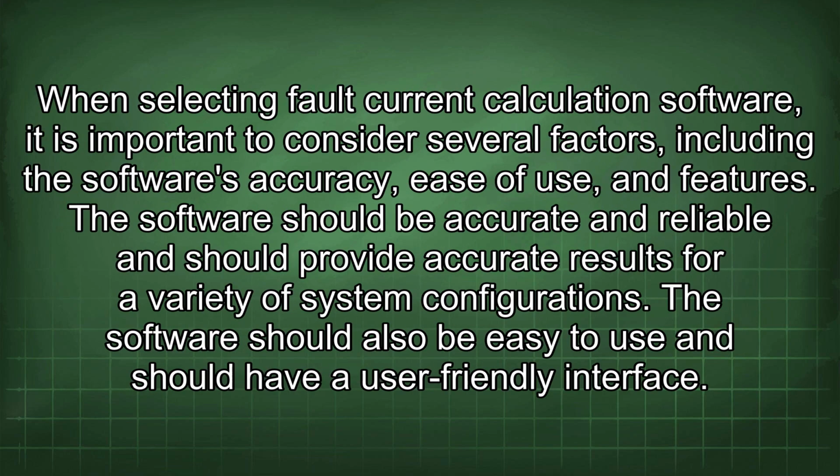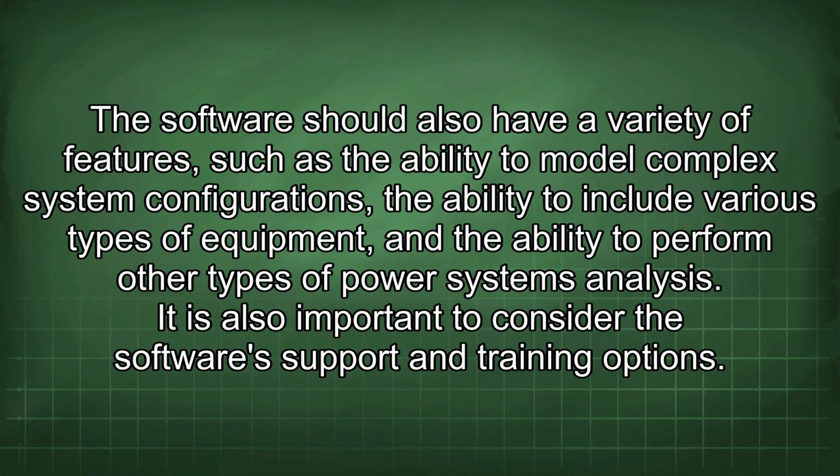When selecting fault current calculation software, it is important to consider several factors, including the software's accuracy, ease of use, and features. The software should be accurate and reliable and should provide accurate results for a variety of system configurations. The software should also be easy to use and should have a user-friendly interface. The software should also have a variety of features, such as the ability to model complex system configurations, the ability to include various types of equipment, and the ability to perform other types of power systems analysis.